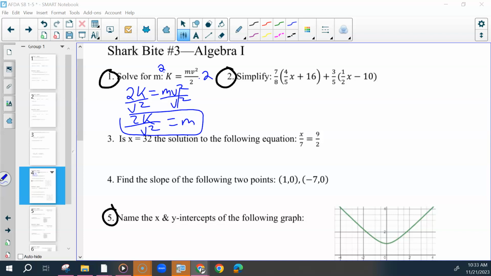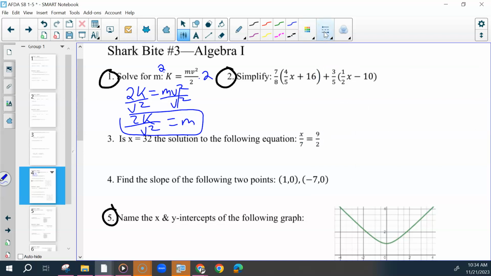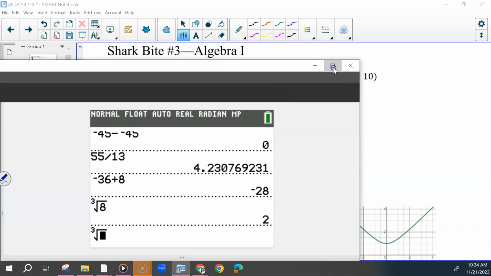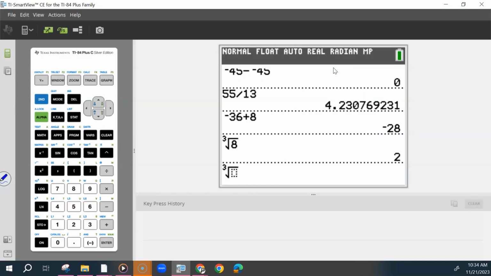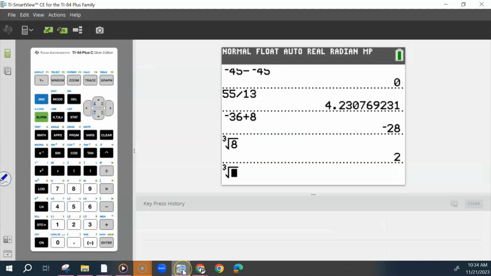Alright, for number 2, we are simplifying, so we just need to distribute everything. So I'm going to multiply as is for right now, and then I'll simplify, but if you multiply it in the calculator, it simplified it for you. So this would be 28 40ths x plus, whatever that is. Wait, 28. Did I mess up? Yeah, 28 is 7 times 4, and then 8 times 4.